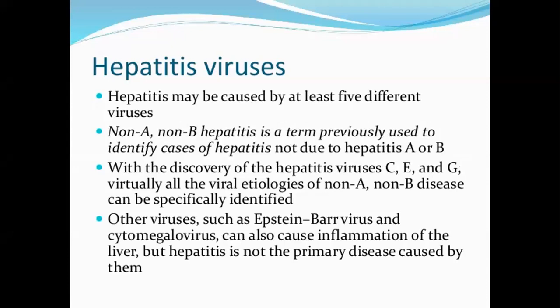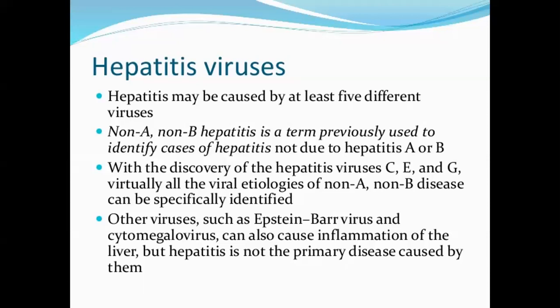What are the types of hepatitis? Hepatitis may be classified by how it is caused. Hepatitis may be caused by at least 5 different viruses. Non-A, non-B hepatitis virus is a term previously used to identify cases of hepatitis not due to hepatitis A or B. Now we call it hepatitis C.